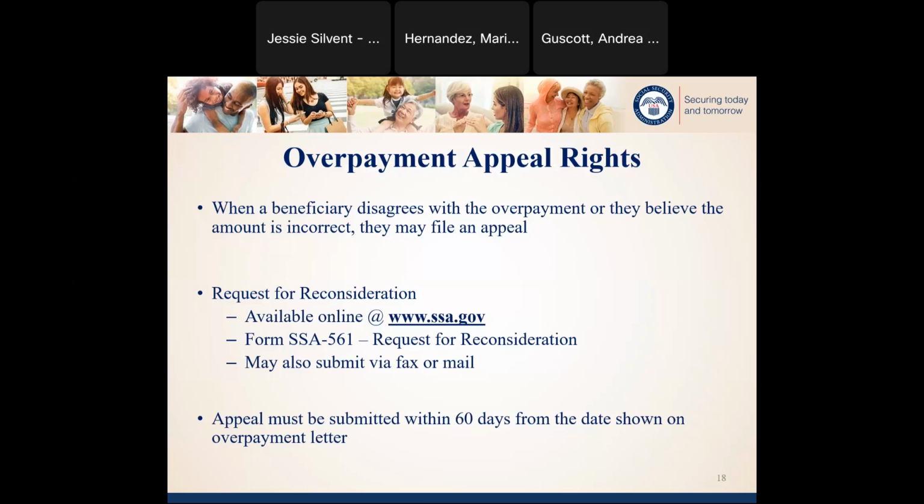It's also known as the SSA-561 form, and it is available online at ssa.gov. It's also available by calling our toll-free 800 number and requesting the form be mailed to them. The reconsideration can be mailed or brought in person to a field office. It has to be received within 60 days from the date shown on the initial notice of the overpayment. We also generally give about 5 days for mailing, so there's a little bit of a cushion there. So we can extend that to 65 days, but it has to be submitted within that time frame.